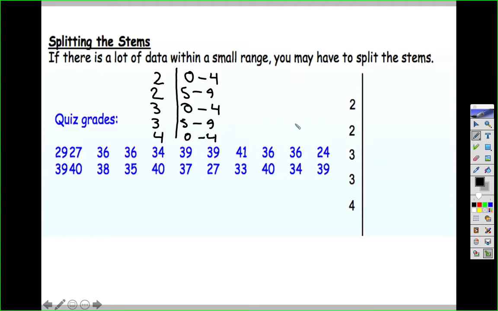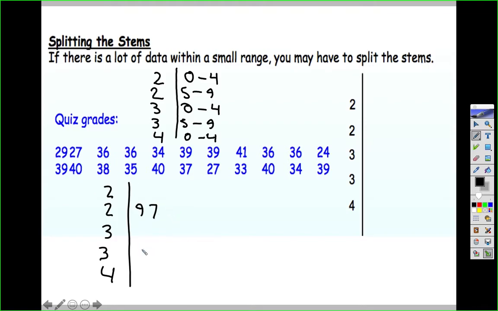So now what we can do is we can take the same data, but we can split the stems. So if you look at all of our 20s, I have 29, 27, 24. We can make it the same way. So I have my 2, 2, 3, 3, 4. And I'll just put the data in. I have a 9, so that's in the second 2. A 7 is in the second 2.